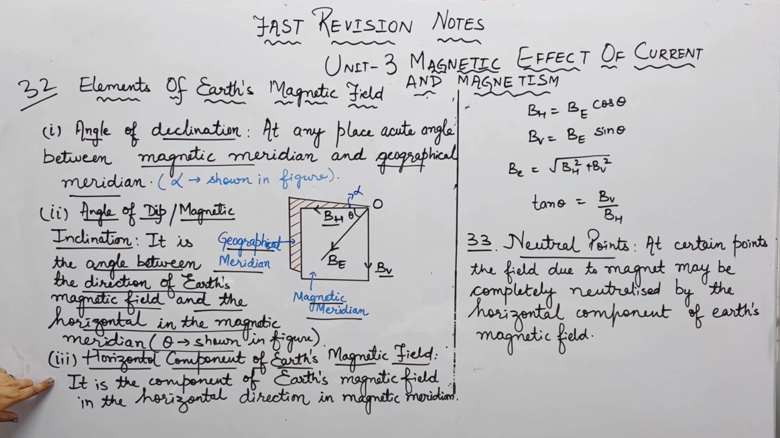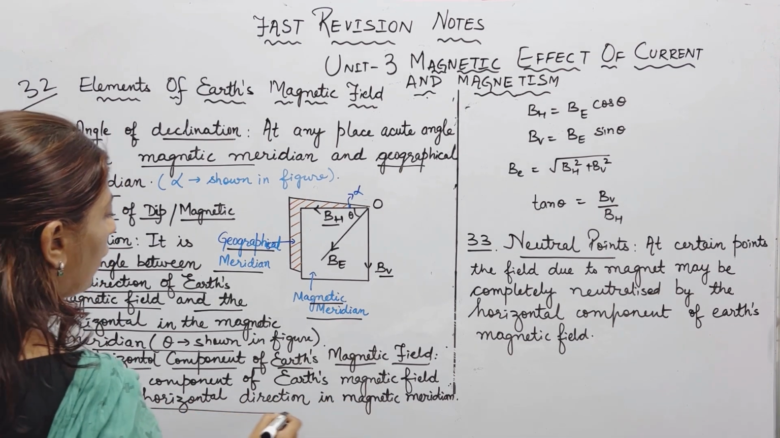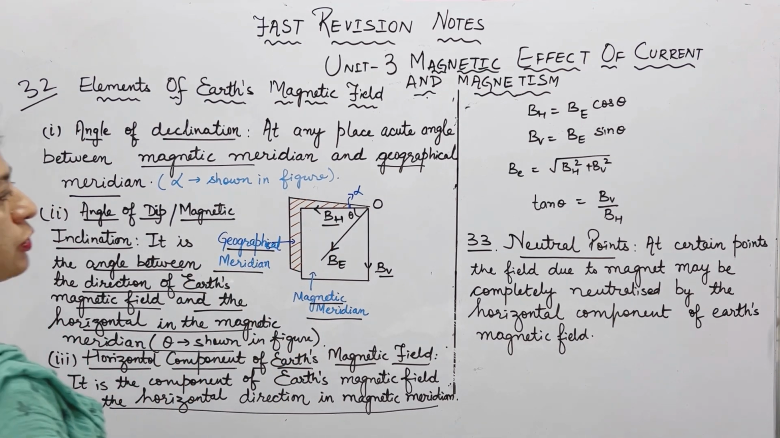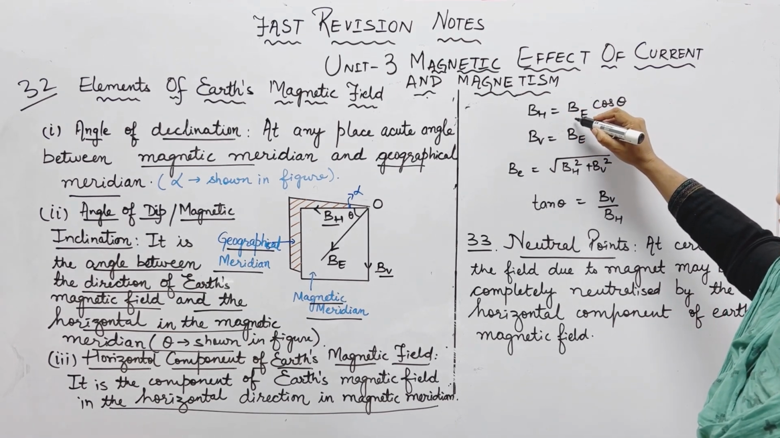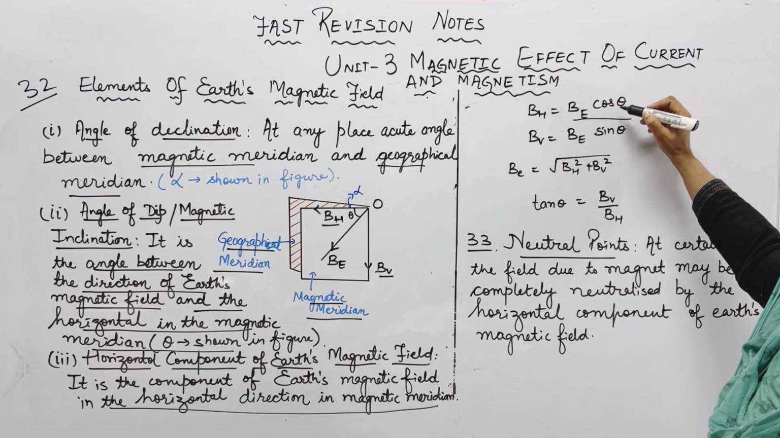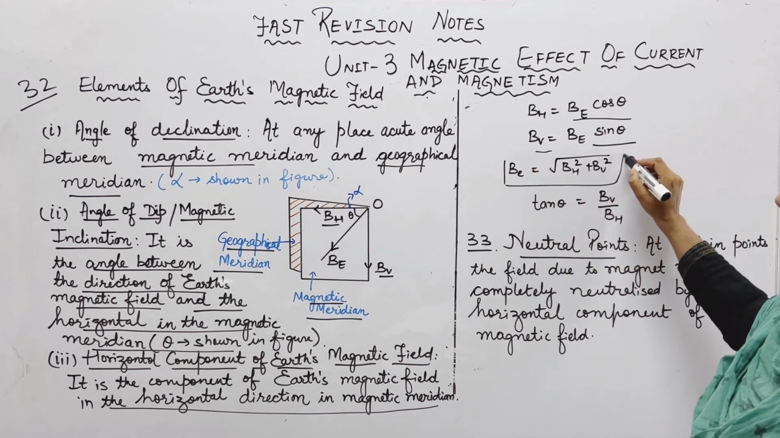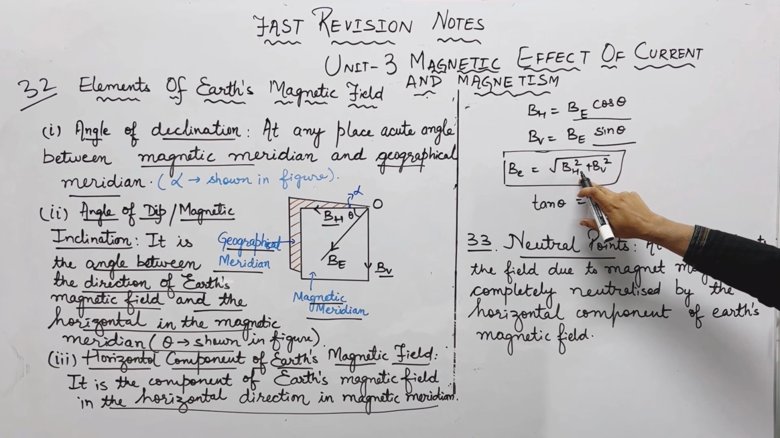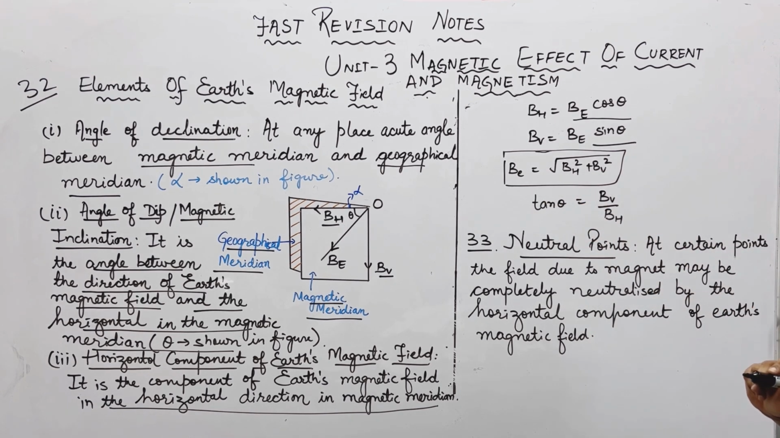Then the horizontal component of Earth's magnetic field is the component of Earth's magnetic field in the horizontal direction in the magnetic meridian, that is BH. BH is the horizontal component of Earth's magnetic field, so it has the value BH equal to BE cos theta, and the vertical component is BV equal to BE sin theta. Squaring and adding, we get the Earth's magnetic field equal to under root BH square plus BV square, and tan theta is given by the ratio of them.